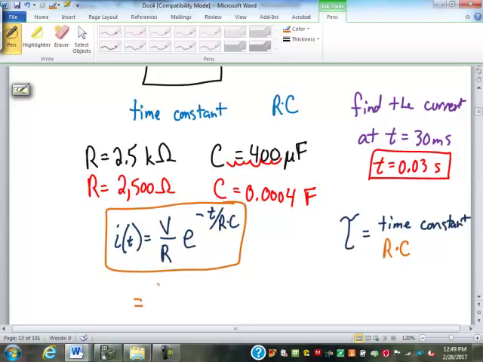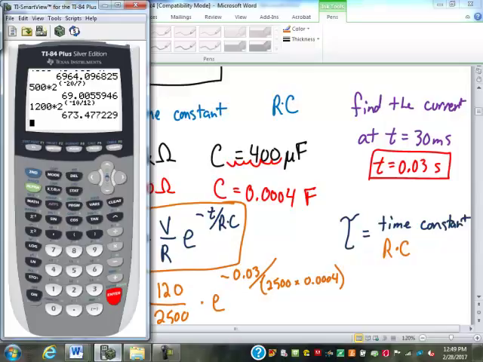So we plug this in. We have 120 volts divided by 2,500 ohms times e to the power of negative 0.03 seconds divided by, here this is going to be 2,500 times 0.0004. So now entering this in the calculator is going to take a little bit of work. So I'm going to start out with this, 120 divided by 2,500. I can just put that in.